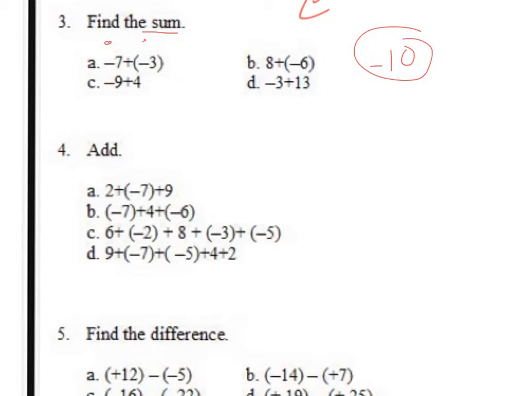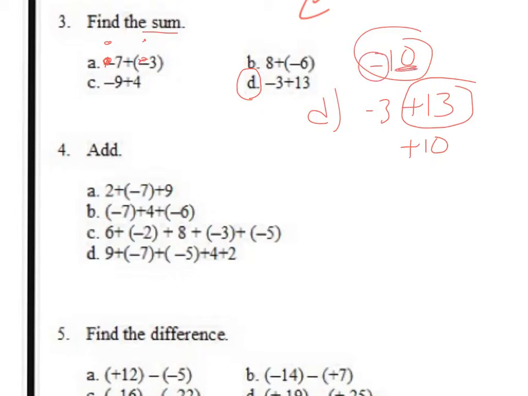So 7 plus 3. And then we'll do D. And the rules for D says if the signs are different, then I keep the sign of the largest number and I can subtract. So the largest number in this situation is a plus 13. So then I go 13 minus 3, which is a positive 10. So the rules are very simple. If the signs are the same, I keep the sign and add. If the signs are different, I keep the sign of the largest number and subtract.